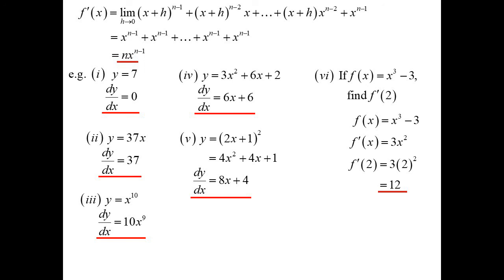Now a thing on notation as well, notice when I had y, I went to dy dx. When I had f of x, I went to f dash x. So I tend to match the style of the question.